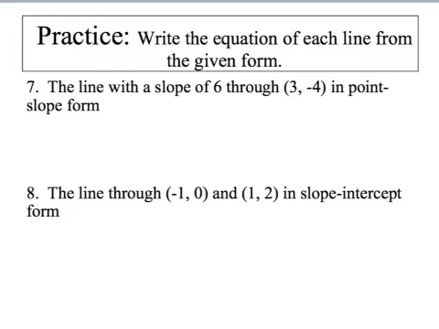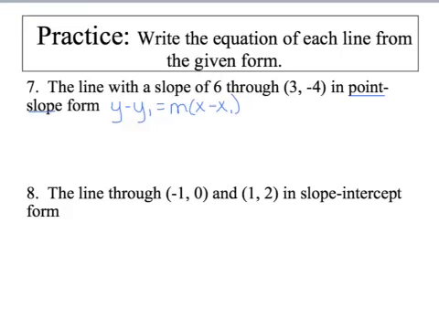Well, now that we have reviewed those formulas a little bit, we're going to go ahead and practice. We want to write the equation of each line, but we want to write it in the specific given form. So number 7, we have a line with a slope of 6 through the point 3, negative 4, and we want to put it in point slope form. So I'm going to start by writing my form. Y minus y1 equals m times the quantity x minus x1.